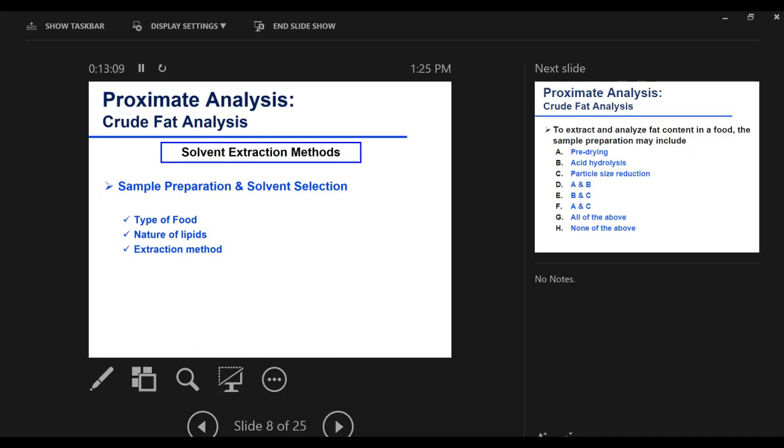Okay, so we'll start off first, before diving into the different methods, with sample preparation and solvent selection. Some samples require preparation for certain types of methods, depending on the type of food, so if we have high carbohydrate food or high protein food or high moisture food, they require certain preparation, and I'll talk about it a little bit more. Nature of lipids: do we have more of the hydrophobic type of lipids? Do we have a mixture of polar and non-polar? Or what type of extraction method are we using?